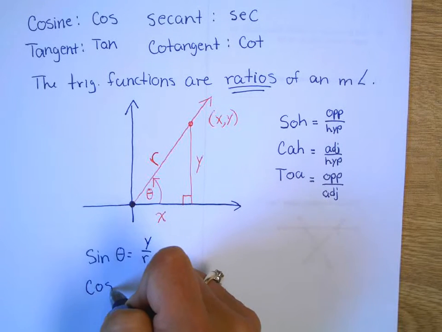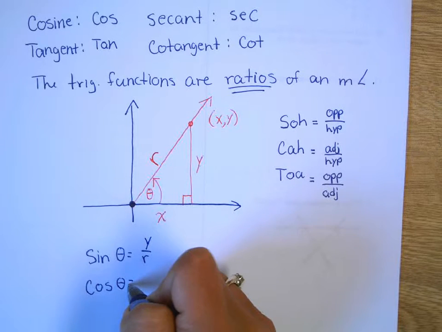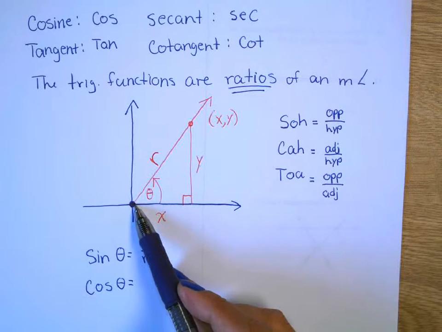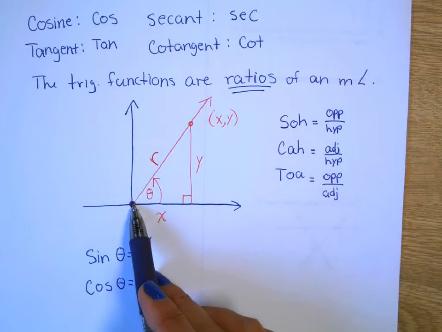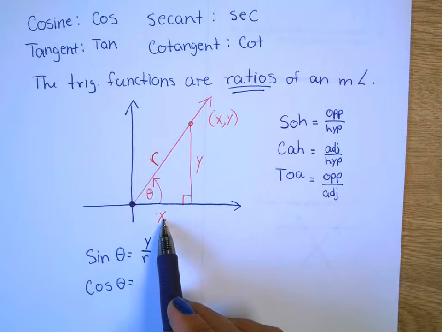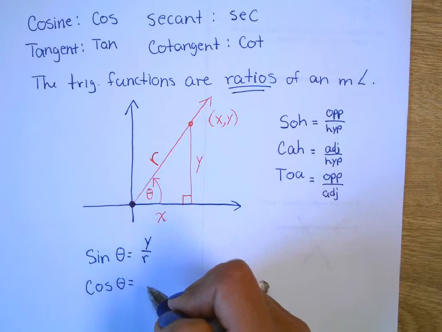Cosine of theta. Still standing at the origin. You told me adjacent over hypotenuse. If I'm standing here, what's considered the adjacent? X. And the hypotenuse is always R.